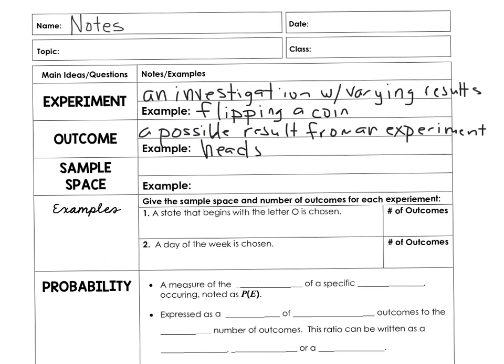Your sample space is all possible outcomes. So for example, here our sample space for flipping a coin would be the set of heads and tails.